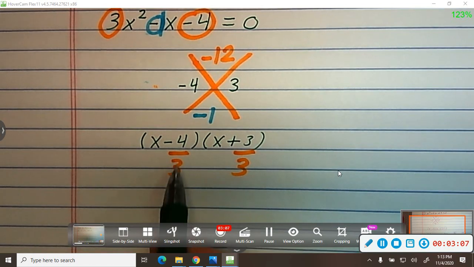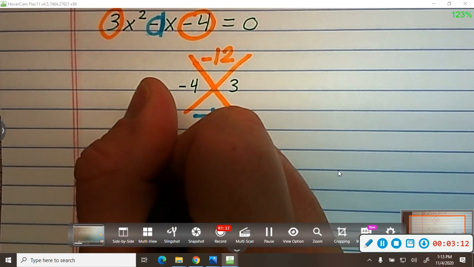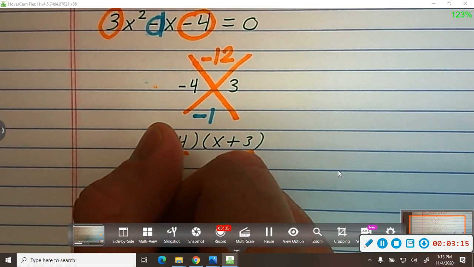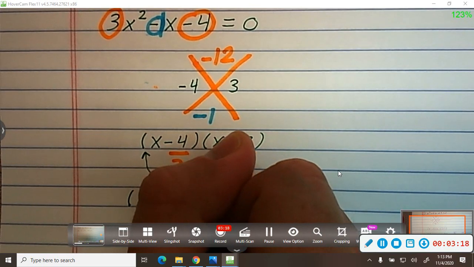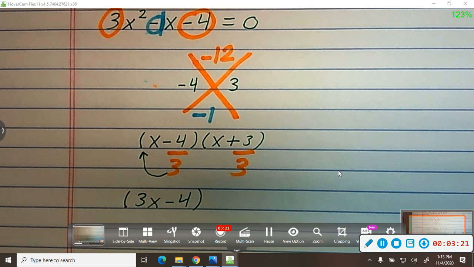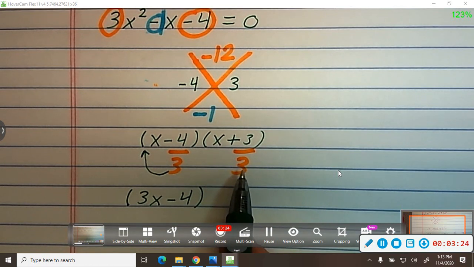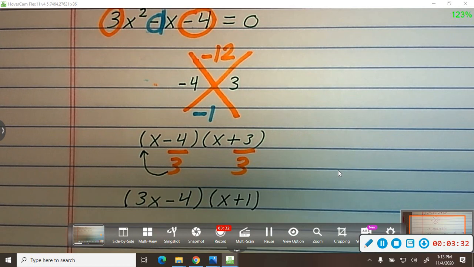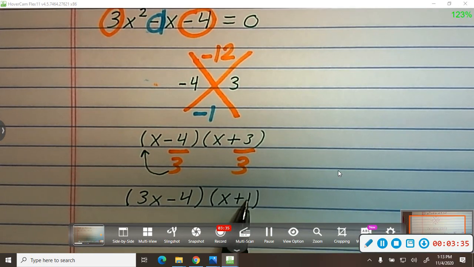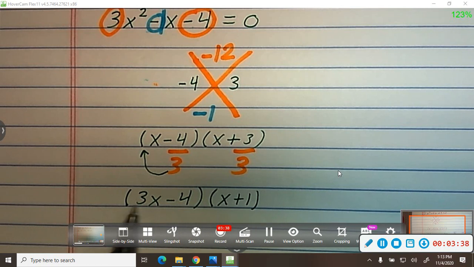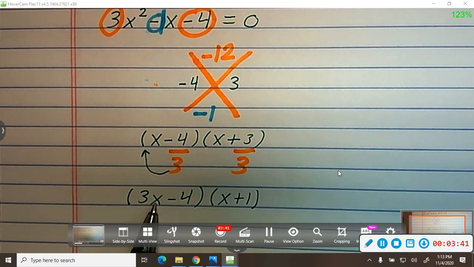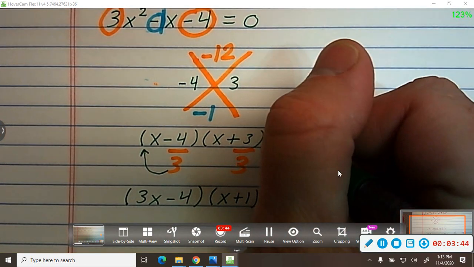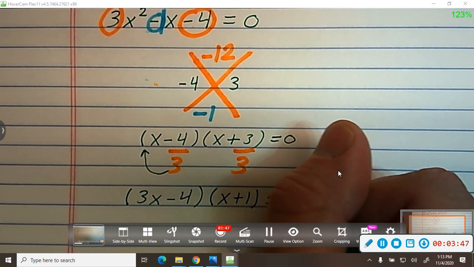And so 4/3 does not reduce. So then I would slide the 3 to the front, and you get 3x minus 4. Three divided by 3 is 1. So there's nothing to slide because that reduces to 1. And so this is, if they said, what is this factored, you would just write this down. But they didn't say factor it, they said solve by factoring. So we need to finish and say equals 0, equals 0.